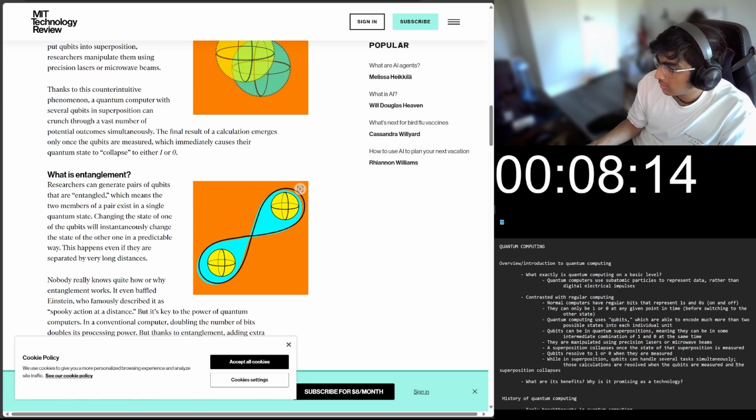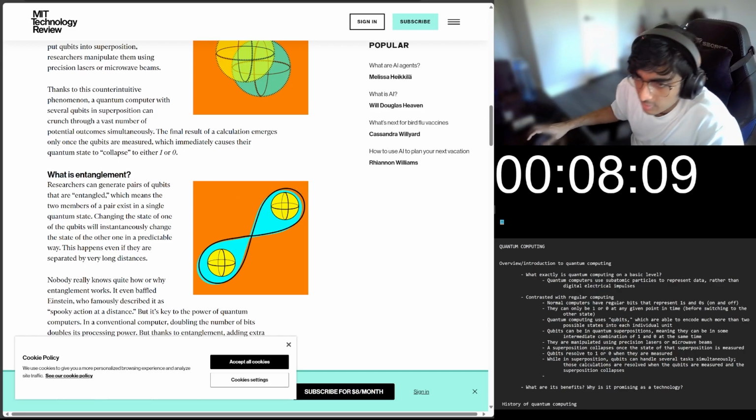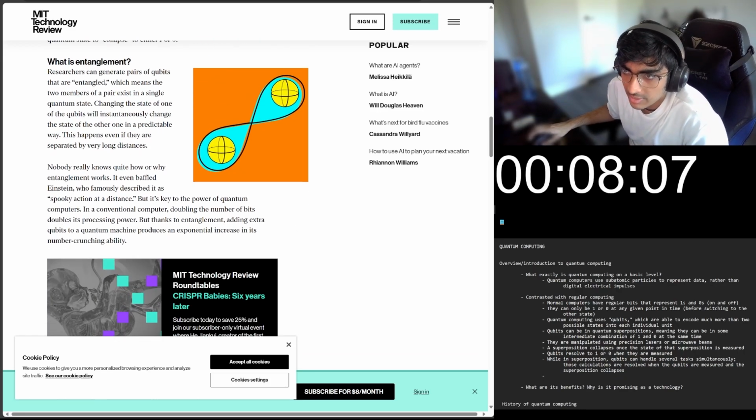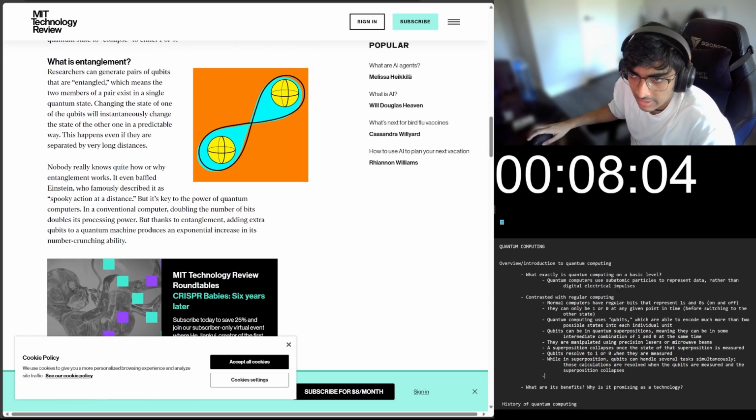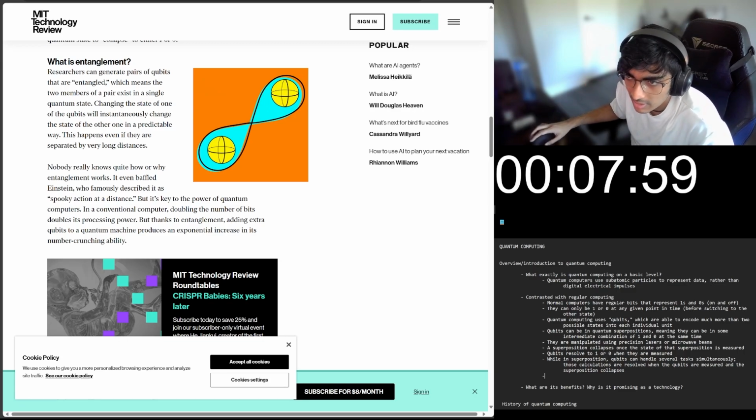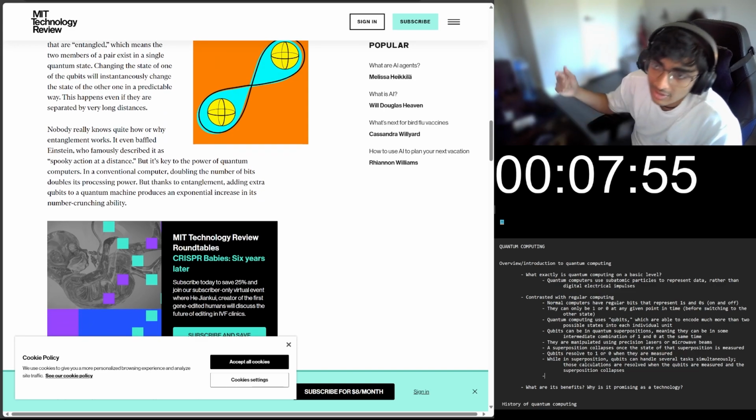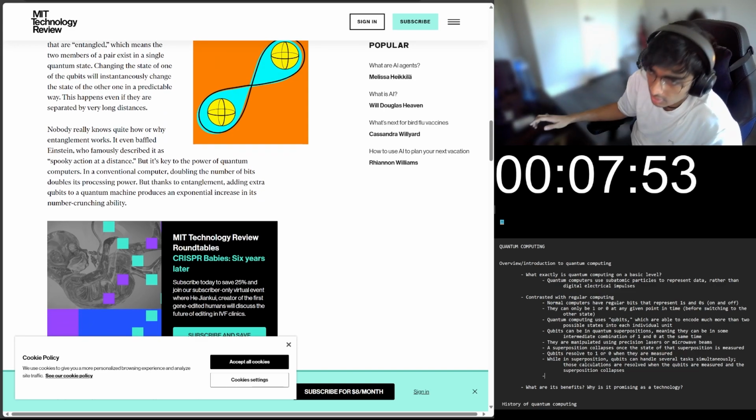Okay, interesting. I always get obsessed with the formatting, even though it probably doesn't matter this much. Okay, anything else? So this entanglement as well, they mentioned this was an important thing. I know that basically quantum particles can get entangled. They're saying pairs of qubits can be entangled when researchers generate them. Two members of a pair exist in a single quantum state. Makes sense. Changing the state of one of the qubits instantly changes the state of the other one.